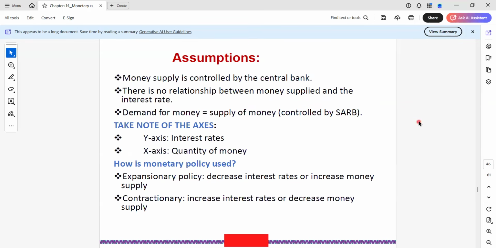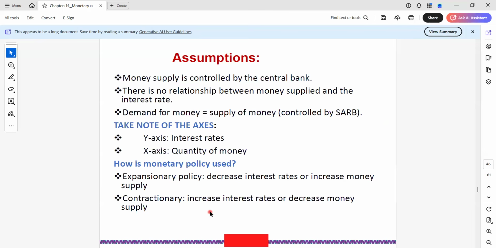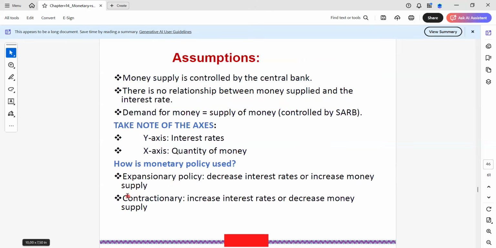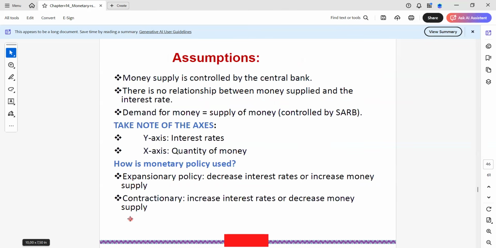Okay, assumptions: money supply is controlled by the South African Reserve Bank. This is what I have been saying, that the supply of money is controlled by the South African Reserve Bank. There is no relationship between money supply and the interest rate, right? The demand for money is equal to the supply of money, which is controlled by the South African Reserve Bank. Take note, the y-axis will represent the interest rate, and then the x-axis will represent what? The demand for money or the quantity of money.